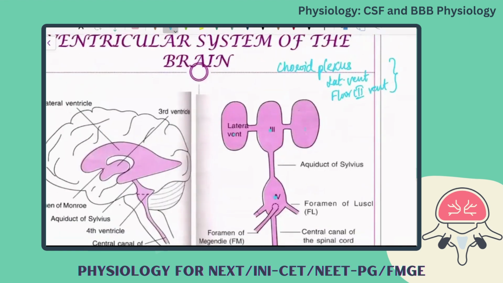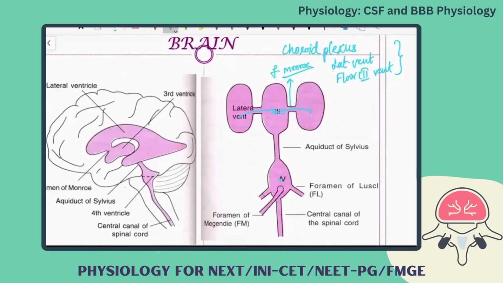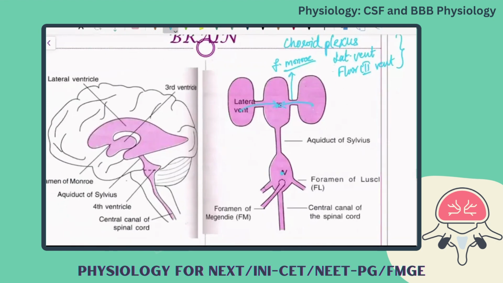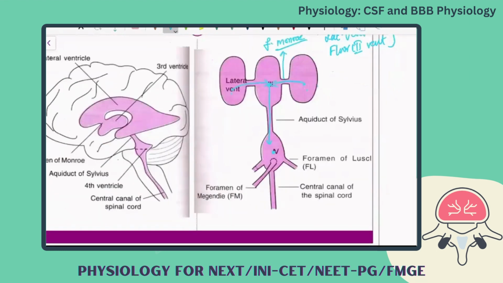So from the lateral ventricle, the CSF enters into the third ventricle through what is this foramen? Foramen of Monro. And then from the third ventricle, it enters into the fourth ventricle. These two lateral ventricles are present in which part of the brain? Cerebrum. And then in the middle you have the third ventricle.